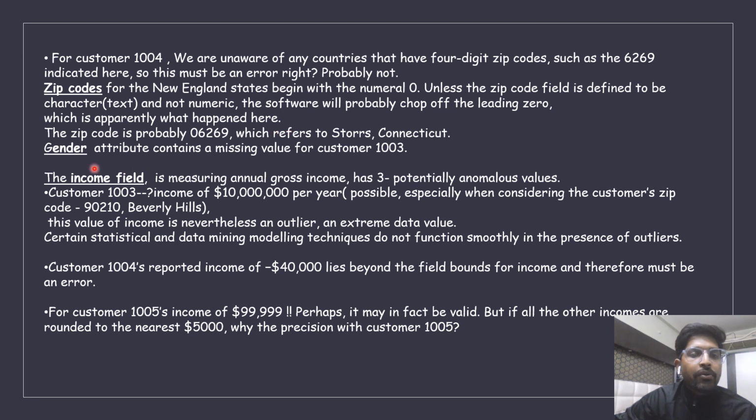In the gender attribute, there is a missing value for customer 1003. As we can see, no gender is specified for 1003, hence it's a problem in this case.